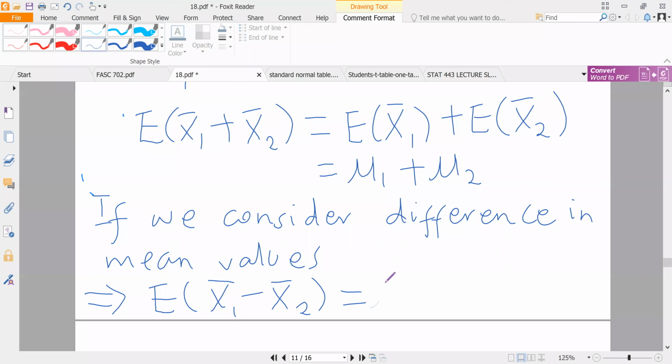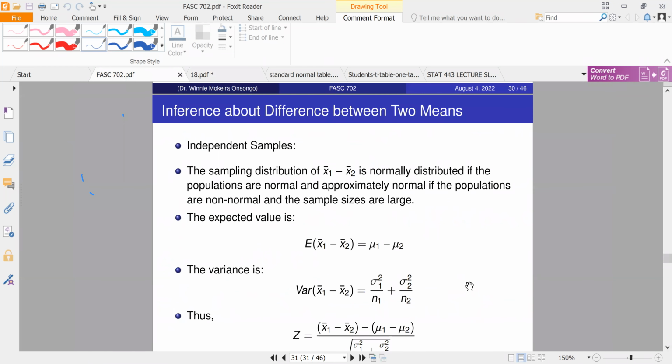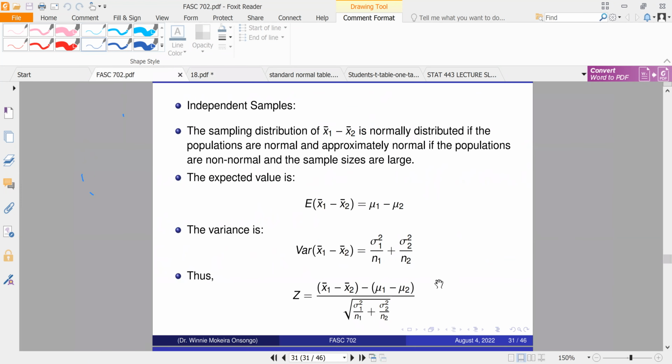And this should be equal to mu1 minus mu2, using the same argument up there. Using the same argument up there, this is also true. So it means that if the difference between x bar 1 and x bar 2 is equal to 0, then the two populations are likely to exhibit the same characteristic. Otherwise, they are different.